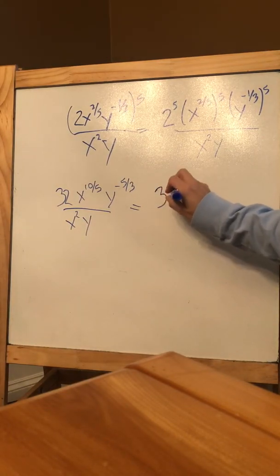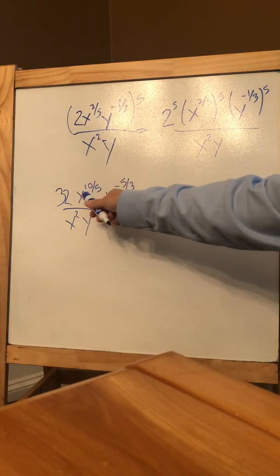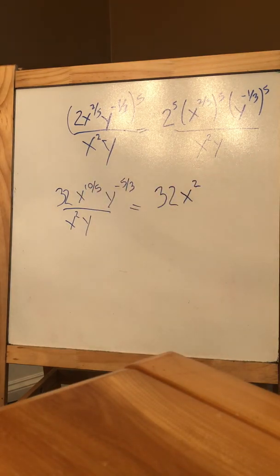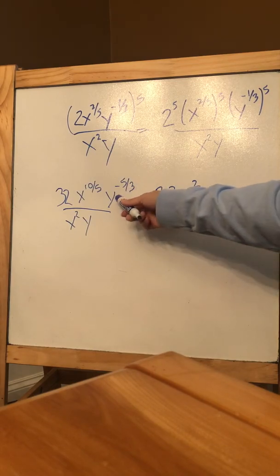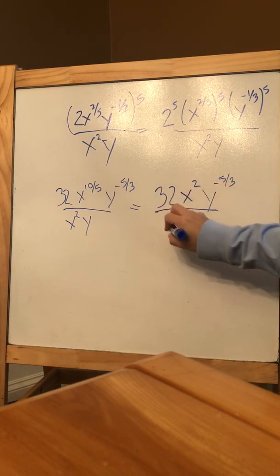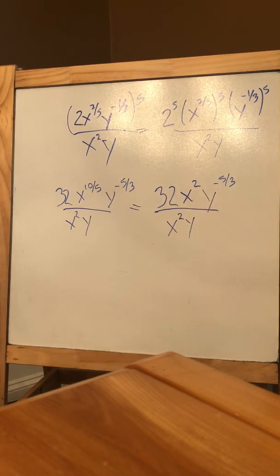Now let's simplify some. We have 32. X to the 10 over 5 is just x squared, correct? And then we have y to the negative 5 over 3, still over x squared y. I may be doing a couple of extra steps here than shown in the book, but it's because I want you to see all the steps, even the ones that they kind of combine together.